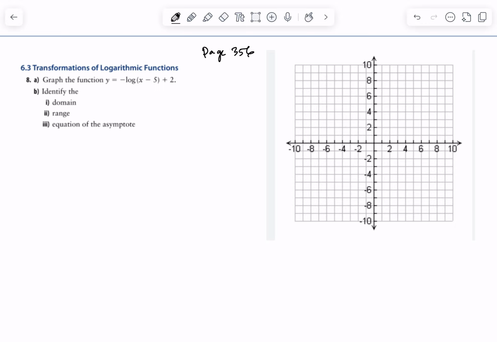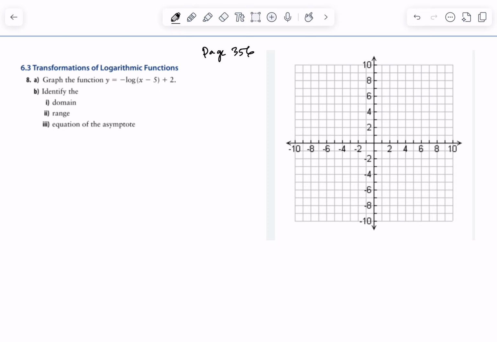All right, so this is going to be number 8 from your review. And it's basically asking us to graph this logarithm. Now the catch here again is that we have not stipulated what the base is on that logarithm, so it's implied to be 10.